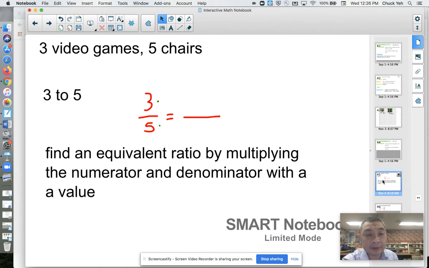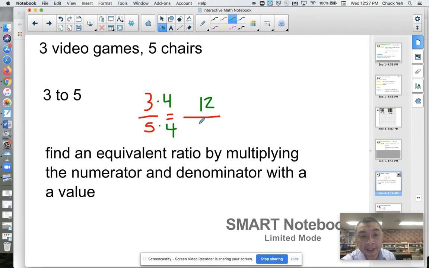So if you have 3 video games and 5 chairs, the ratio is 3 to 5. How to find an equivalent ratio is by multiplying the numerator and denominator with a value. So let's just say I use 4, right? So 3 times 4 is 12. 5 times 4 is 20. So those are equivalent. 3/5 is equivalent to 12/20. How do I know that? Because there's 4. 4 times 3 is 12, and 5 times 4 is 20. Okay, so that's one way.